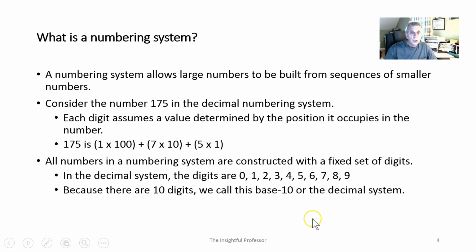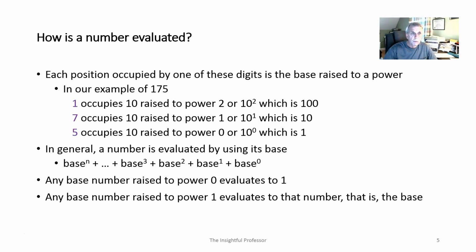respectively. So all numbers in a numbering system are constructed with a fixed set of digits. In decimal, we deal with the digits 0, 1, 2, 3, up to 9. Because there are 10 digits, we call this base 10, and we also refer to it as the decimal system.